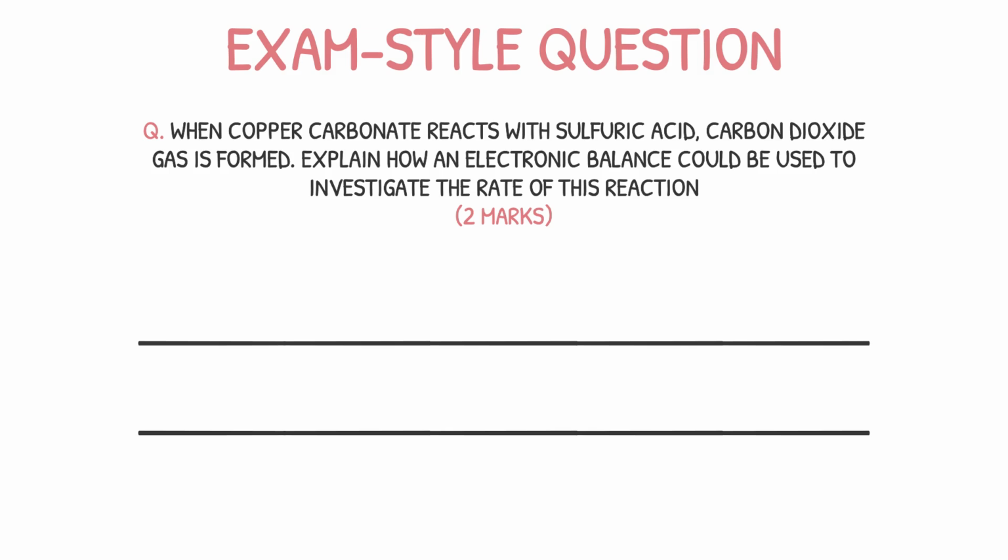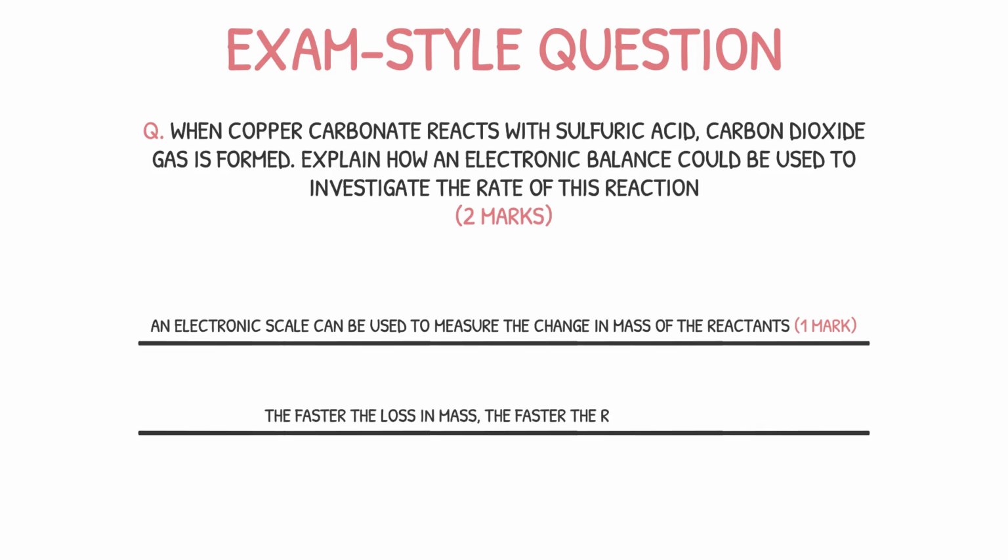Our first mark is awarded for stating that we can use the scale to measure the change in mass of the reactants. And our second mark is awarded for stating that the faster the loss in mass, the faster the reaction.